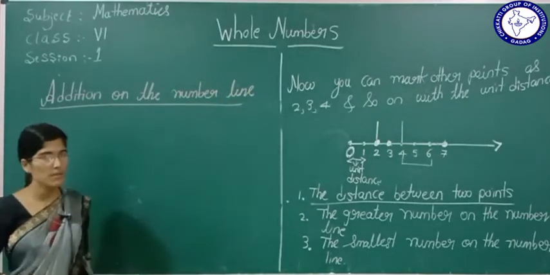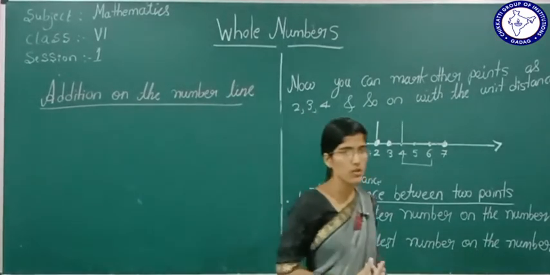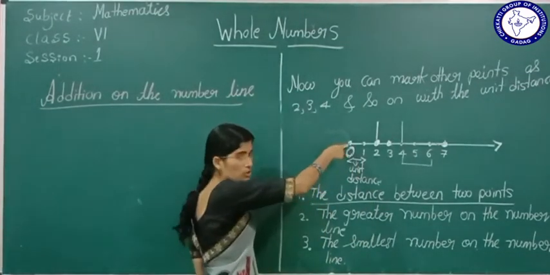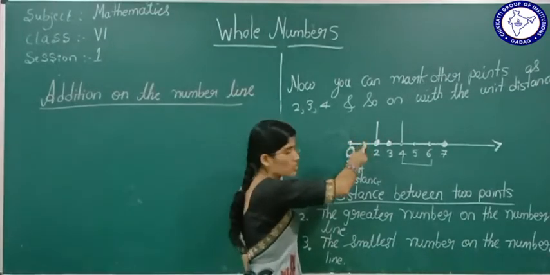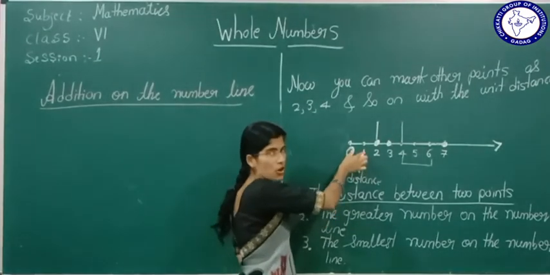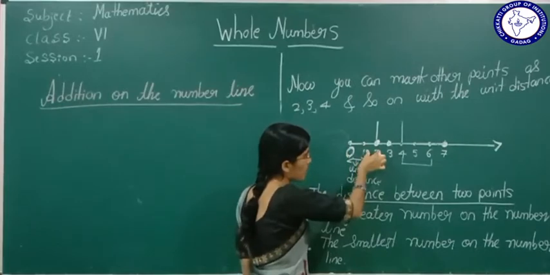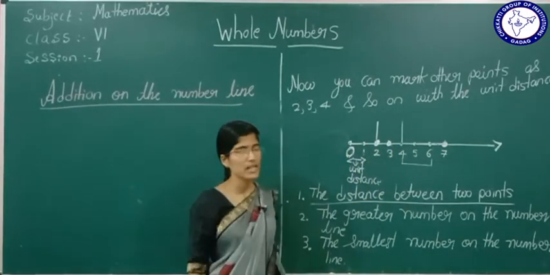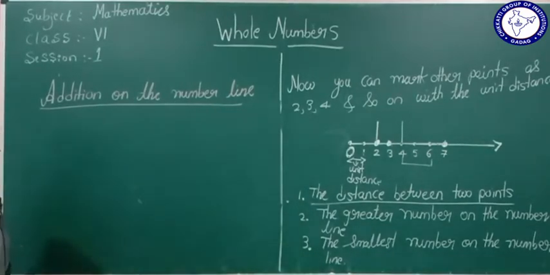You know what is a number line, right? How to draw a number line for the whole numbers? First you have to draw one line and mark a point 0, because whole numbers start from 0. The second point you have to mark as 1. The distance between 0 and 1 is called the unit distance. The same unit distance you have to keep and go on marking the numbers. Now we will see how to do the addition on the number line.